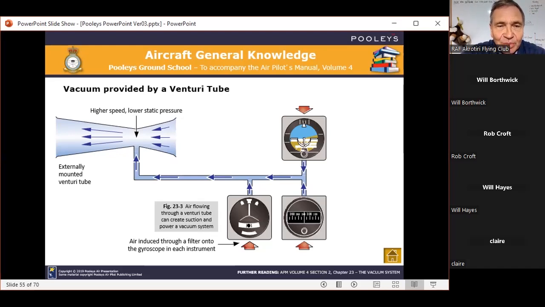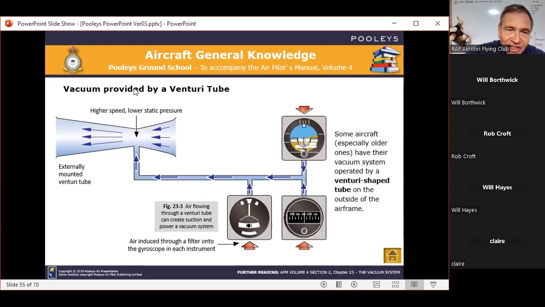on this particular example the air is going through this way, and you make the tube go thinner as you go in and then thicker again. What happens is the air speeds up in the thinner section of the tube, and it creates a suction. The air pressure is lower as it speeds up, and of course that creates a suction here, and this suction drives the various instruments.